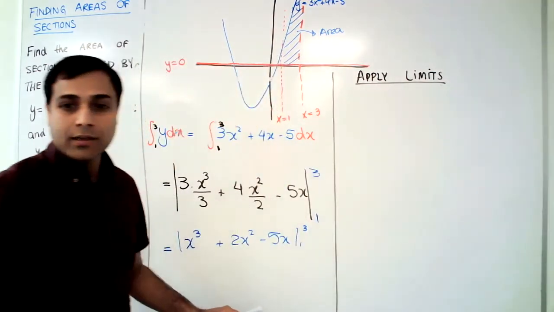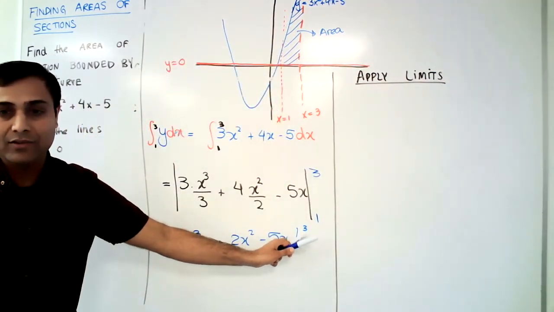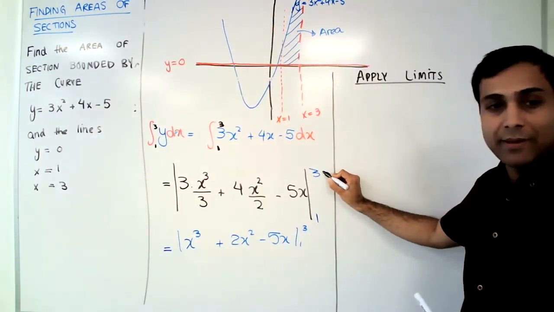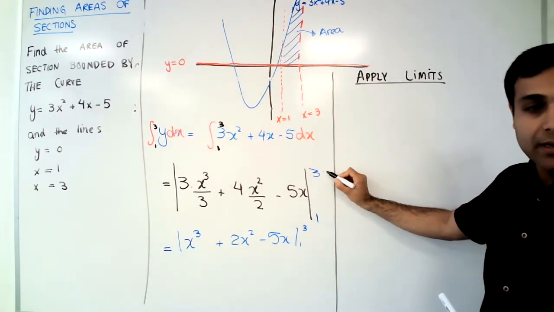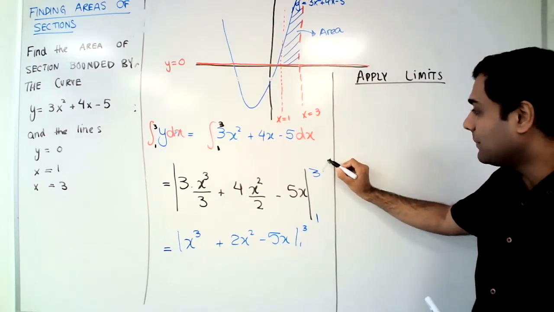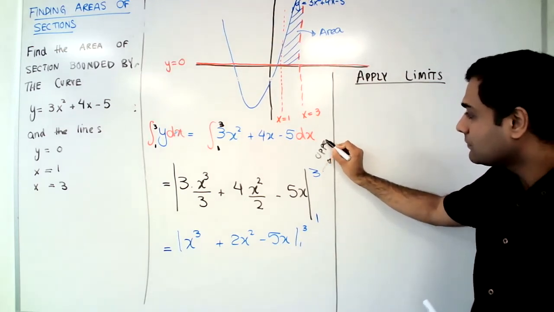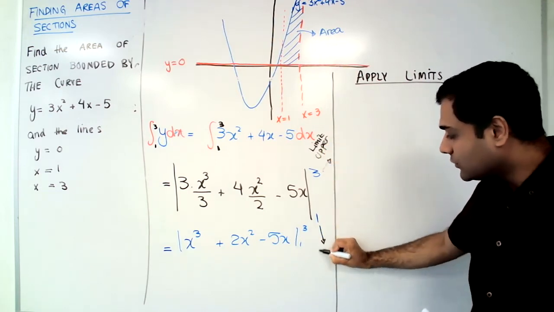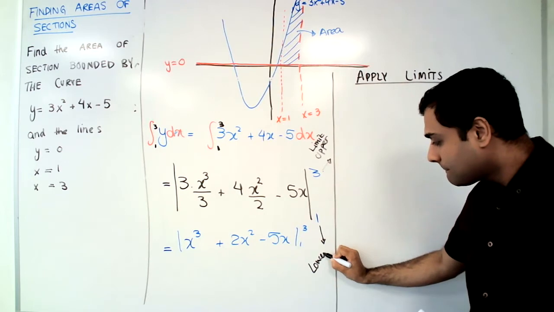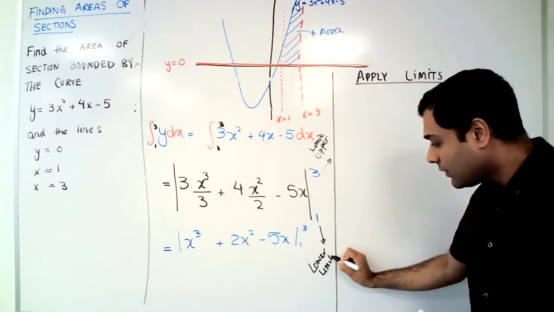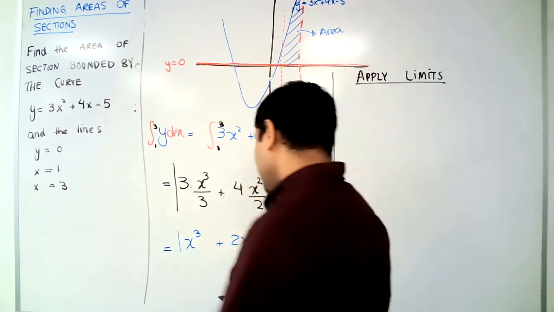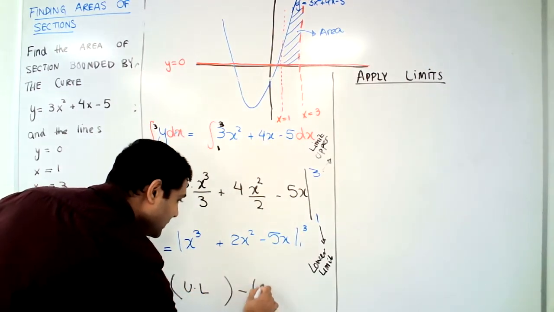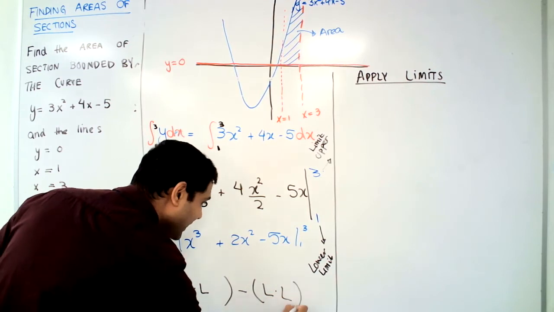Now the limits mean it starts from 1 and ends at 3. First, we use the top limit. This is known as the upper limit, and this one is known as the lower limit. The idea is that it goes like this: upper limit minus the lower limit. That's how it works.